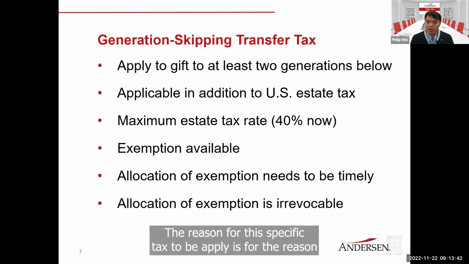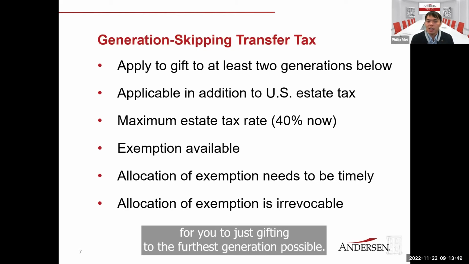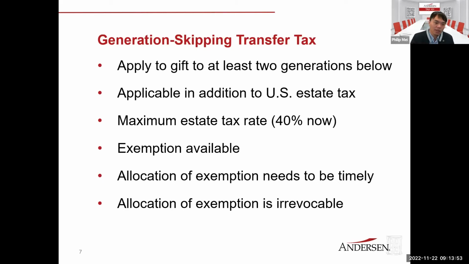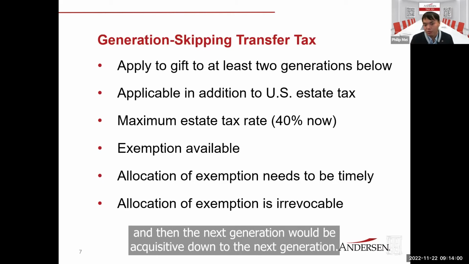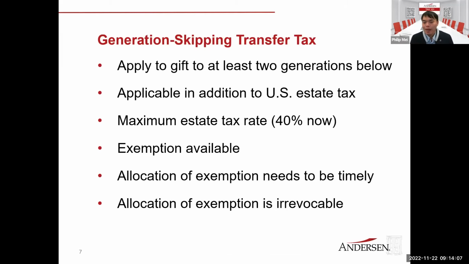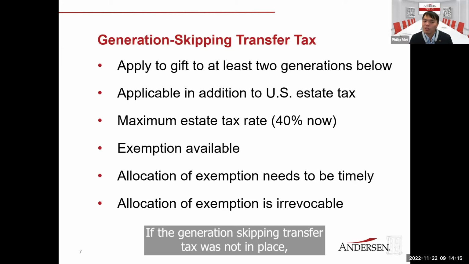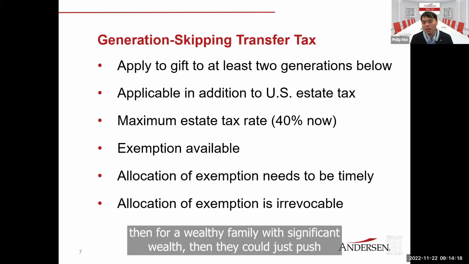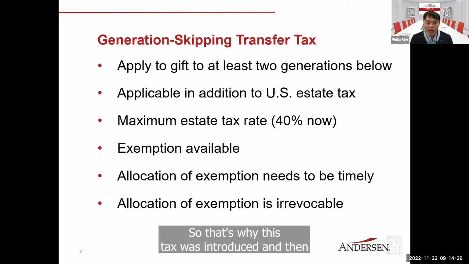The reason for this specific tax is that the IRS wants to close the possibility of you just gifting to the furthest generation possible. Instead, you have to keep it one generation below, and then the next generation will push it down to the next generation. So every generation, whenever they die, would be subject to the estate tax at 40%. The IRS basically wants to take a 40% cut every time a generation dies. If the generation skipping transfer tax was not in place, then a family with significant wealth could just push as much money out to the furthest generation to avoid paying that 40%. So that's why this tax was introduced.